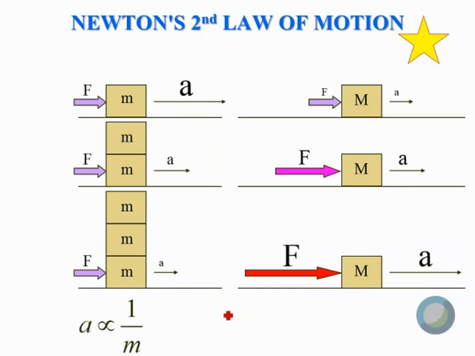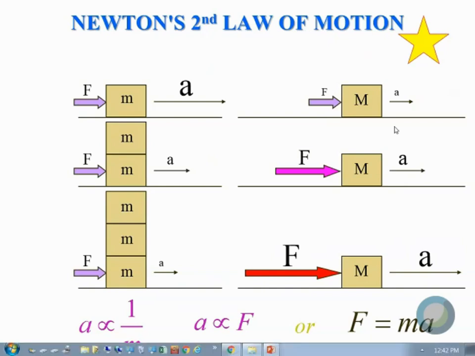So A is inversely proportional to mass when F is constant, and acceleration is directly proportional to force when mass is constant. Taking these together, you can make one relationship, what is known as F equals ma, when everything is taken as unit, and then the constant of this equation will also be unit. From one experiment, we can get this type of idea.